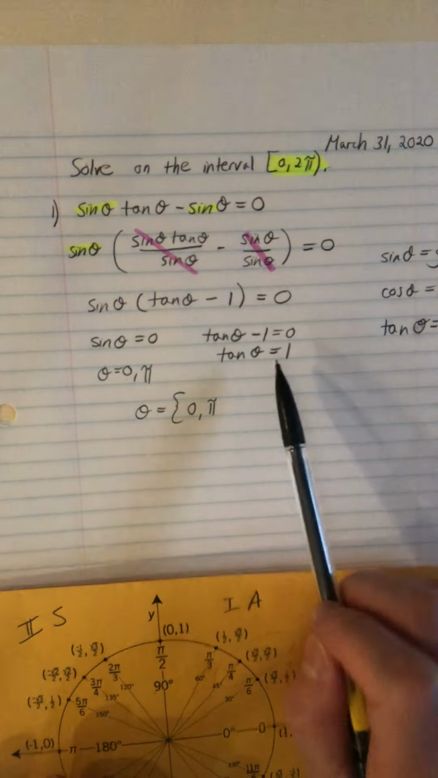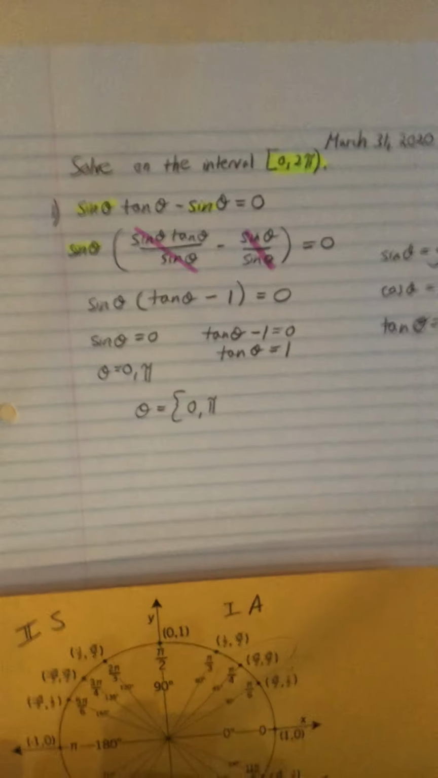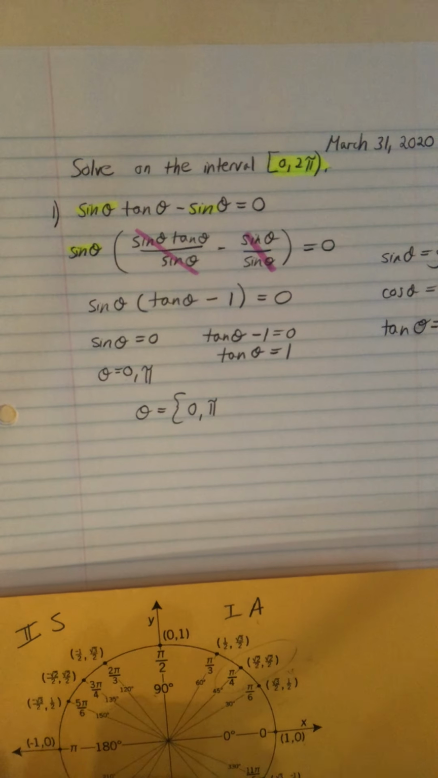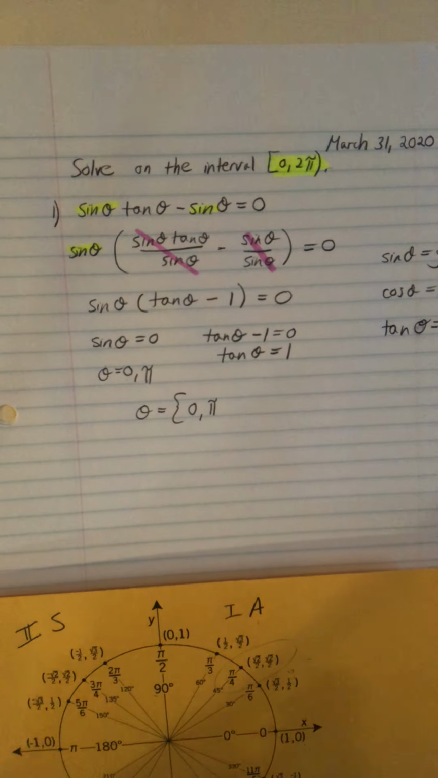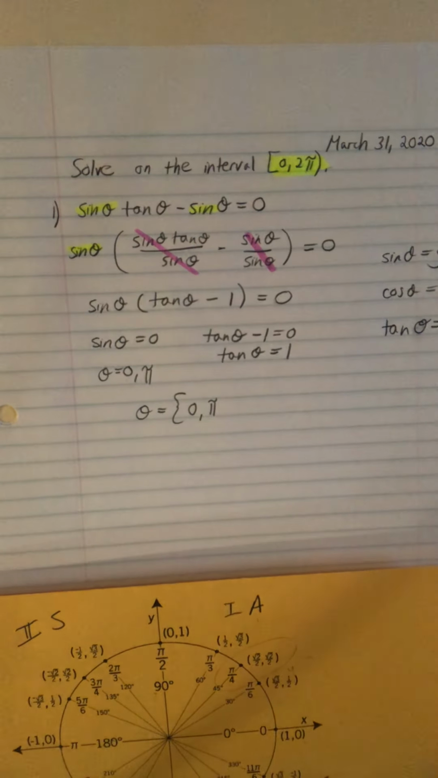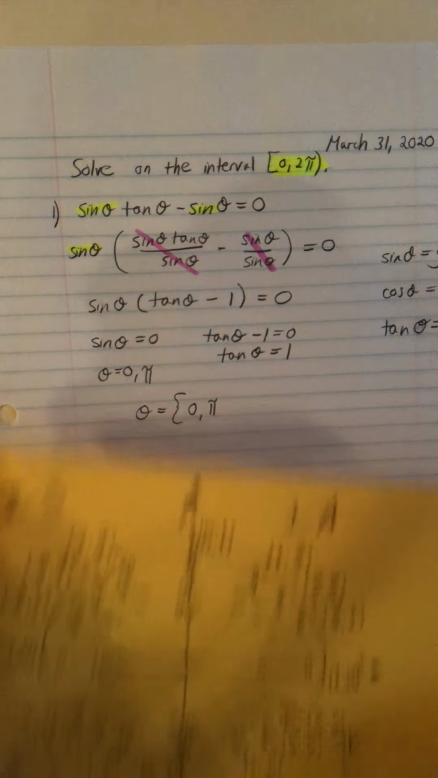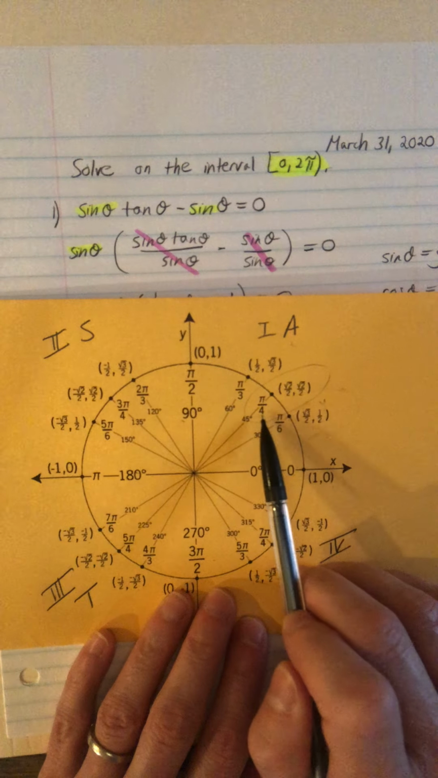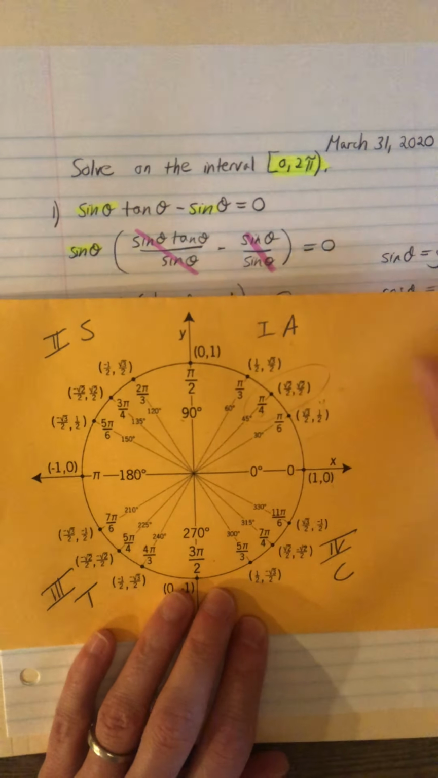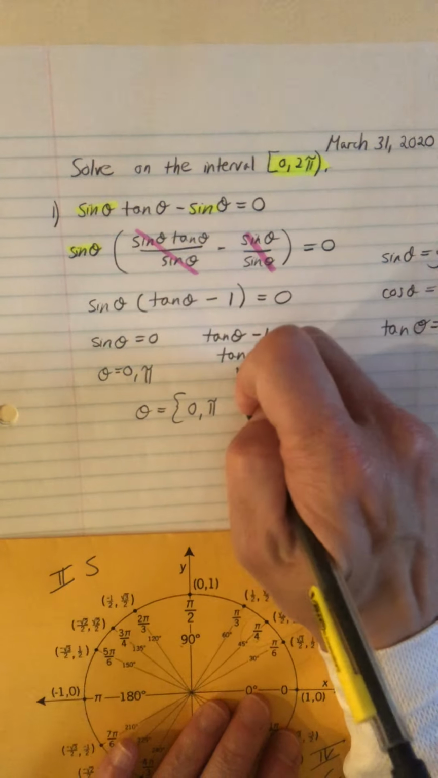Now, if this is going to be equivalent to 1, that means your y and your x values have to be exactly the same, because anything over itself will reduce to 1. So if I know tangent is positive in 1 and 3, I'm going to look in quadrants 1 and 3 and ask myself, when are my x and y values exactly the same? When I look here, I go to quadrant 1, x and y are exactly the same at pi over 4. So that is one of my solutions.